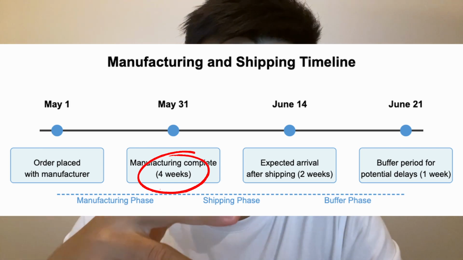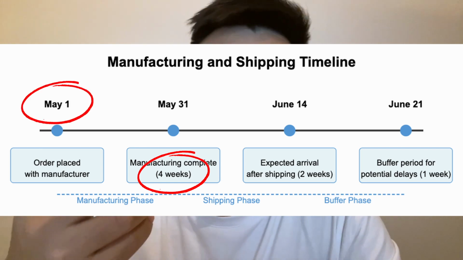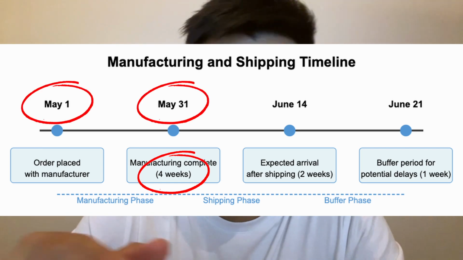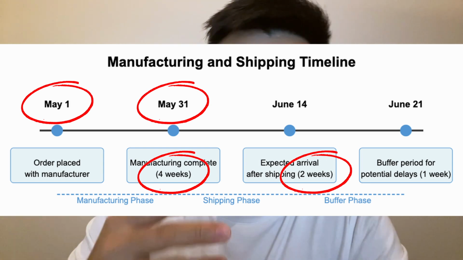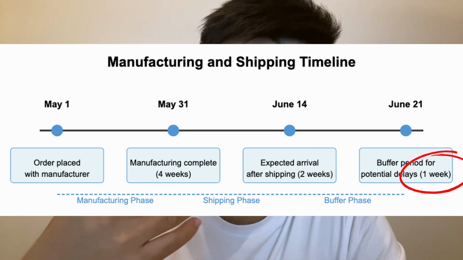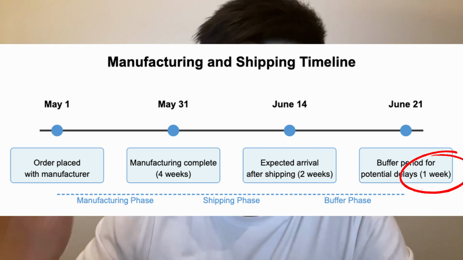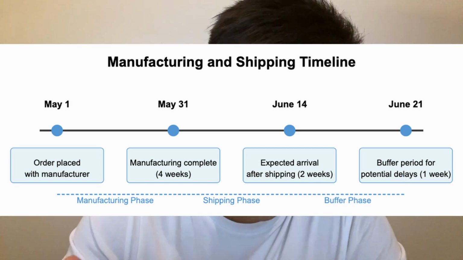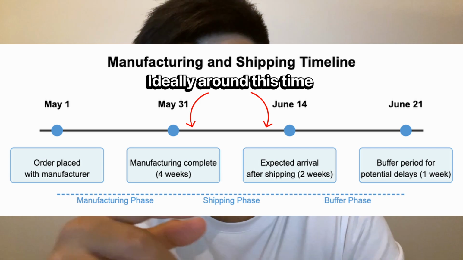You place the order with your manufacturer on May 1st, and then it's ready to ship by May 31st. And then shipping takes 2 weeks. So the total wait time for your customers is about 6 weeks. But you also need to factor in potential delays. So let's say that's another week, meaning your pre-orders should ideally open on the 1st or 2nd week of June.